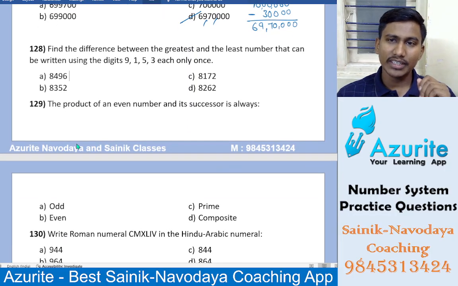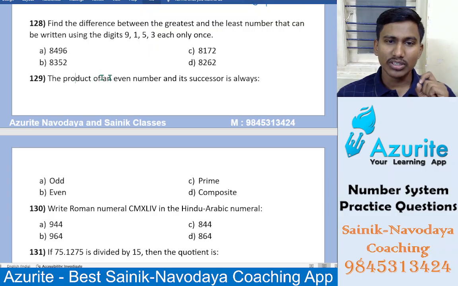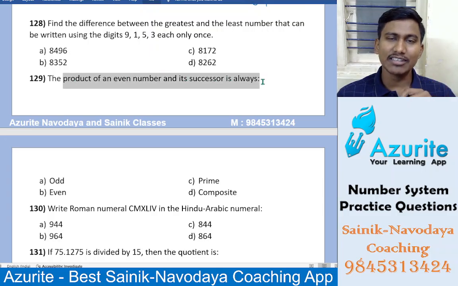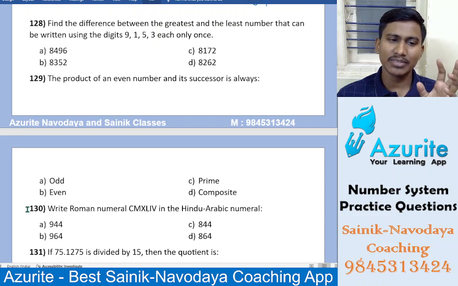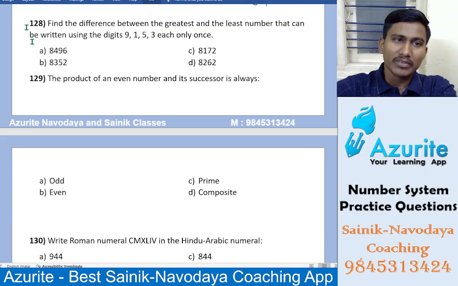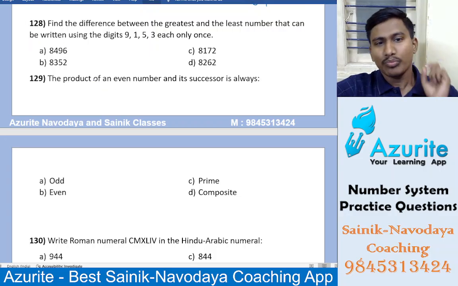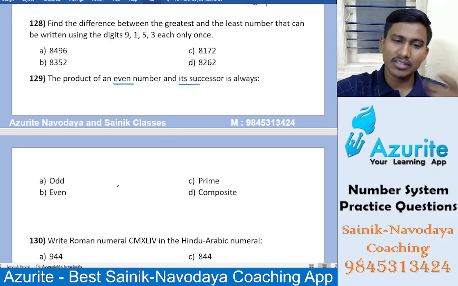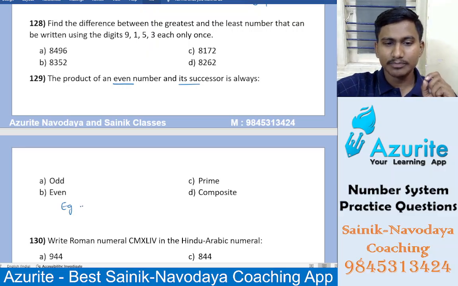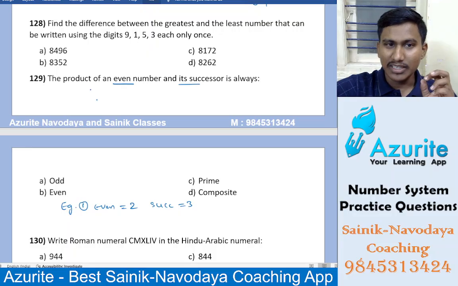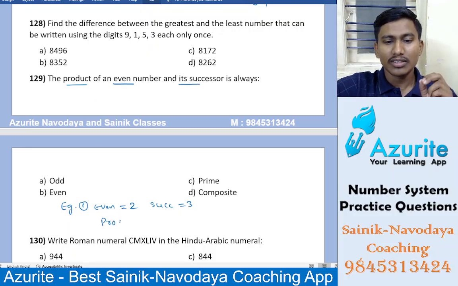Now 129. The product of an even number and its successor is always. So let's take an example and understand. It will be easy. The product of an even number and its successor. Successor means the next number. So for example, take even number 2. The successor will be 3. Product means multiply them. So the product will be 2 into 3, which is 6.